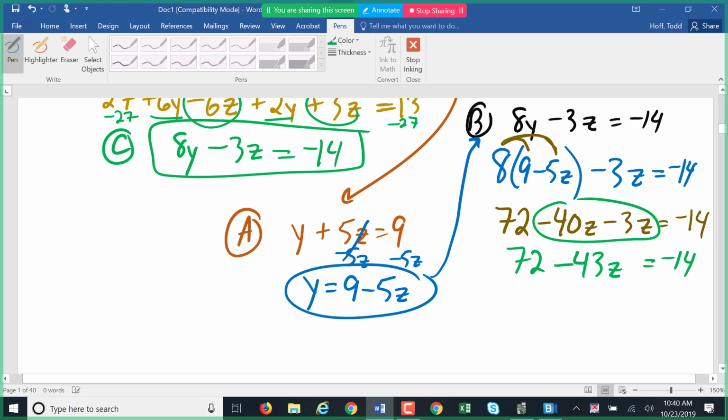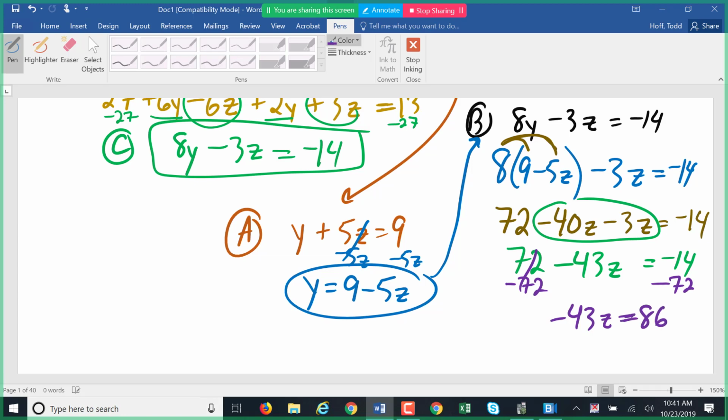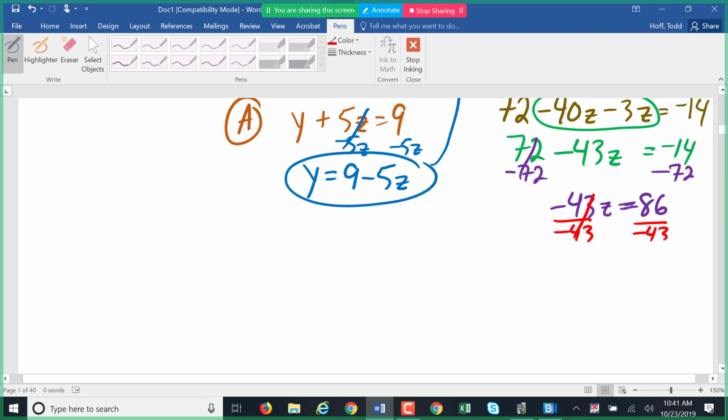So now we're going to solve. So we'll subtract 72 from both sides. Negative 43z equals a negative 86. And we're going to divide by negative 43. Z equals, this is a negative 86, by the way, Z equals a positive 2. Negative 86 divided by negative 43 is 2. So we have Z. Now we still need to find both y and x.